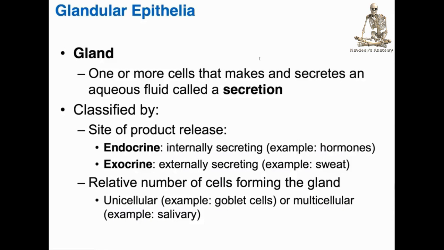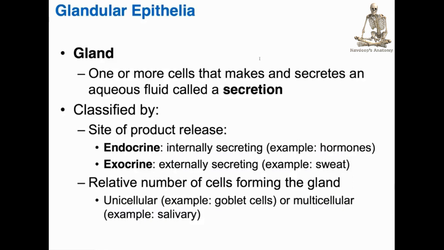Based on the relative number of cells forming the gland, they can be unicellular, likewise we discussed previously the goblet cells, which help in mucus secretion, or they may be multicellular, for example the salivary glands. So they can be both unicellular or multicellular.